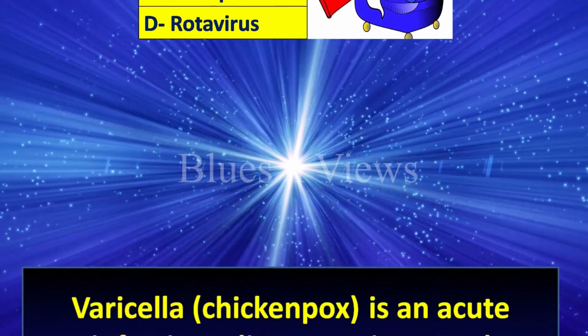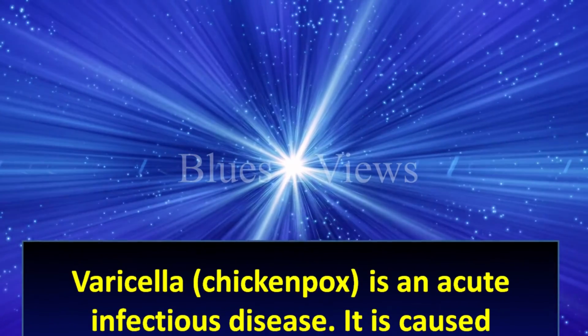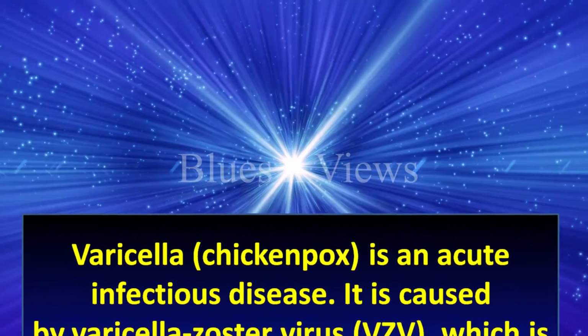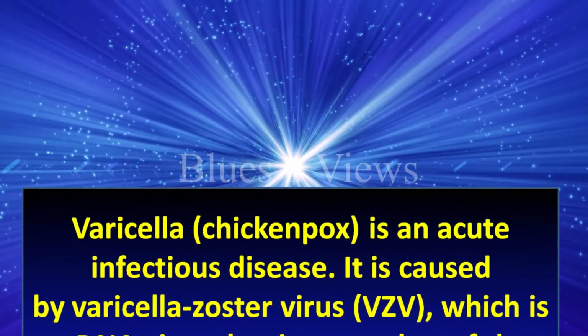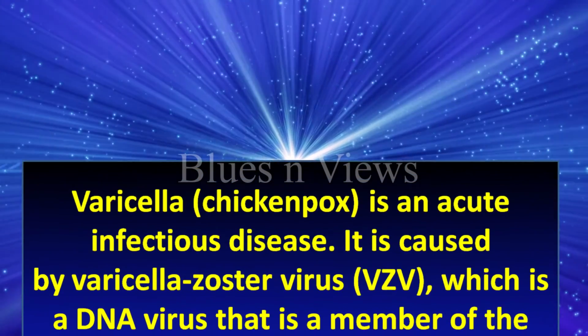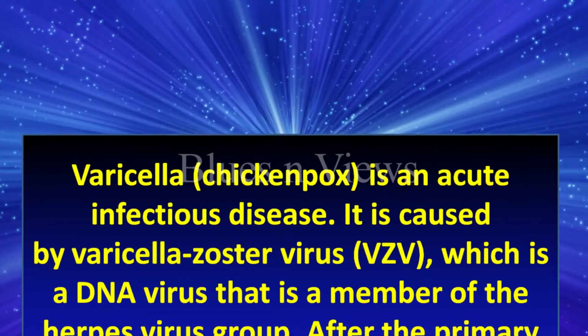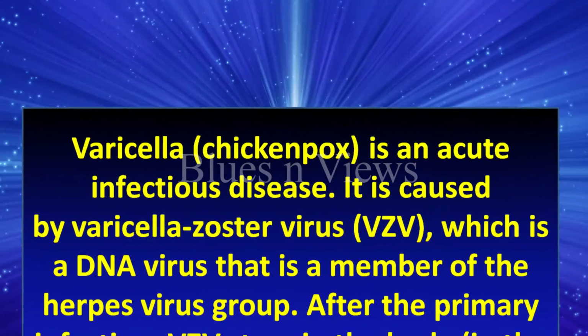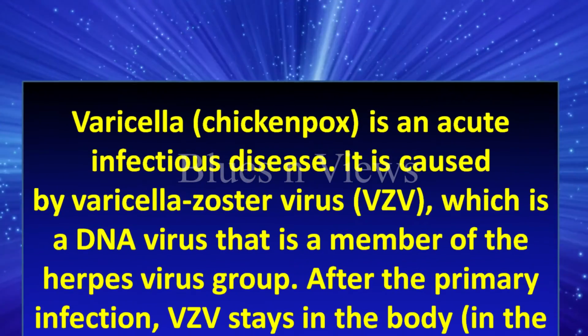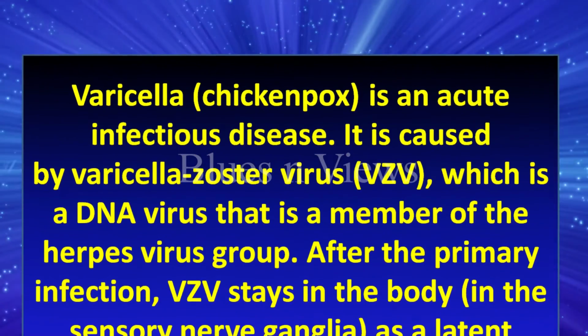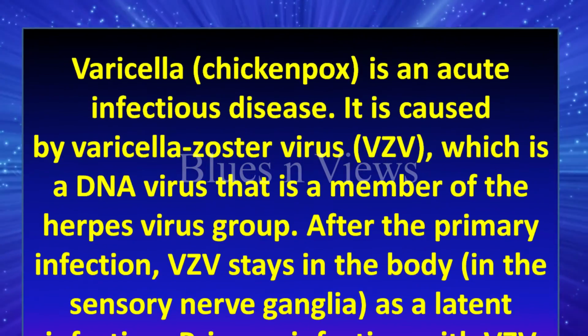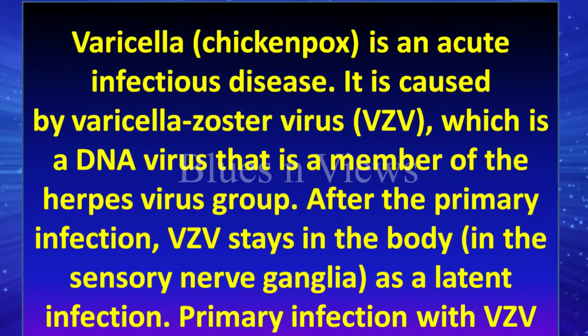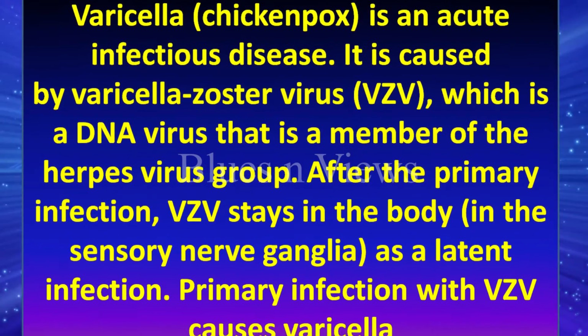Varicella, chickenpox, is an acute infectious disease. It is caused by varicella zoster virus, VZV, which is a DNA virus that is a member of the herpes virus group. After the primary infection, VZV stays in the body, in the sensory nerve ganglia, as a latent infection. Primary infection with VZV causes varicella.